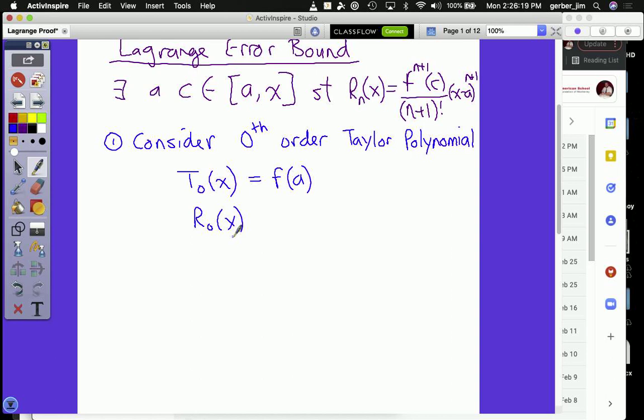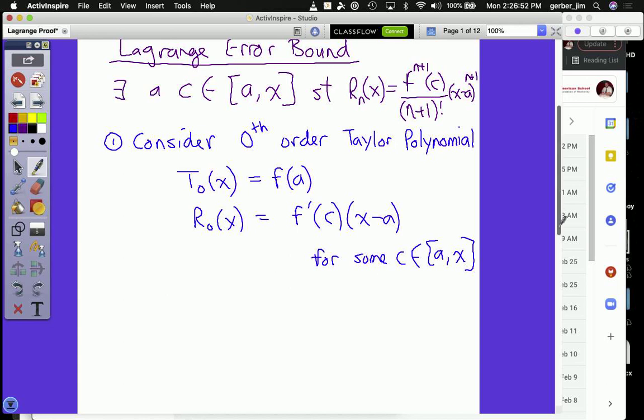And r sub 0 of x is just going to be the derivative. The next term would be the first derivative, so that's going to be f prime at some number c times x minus a. Okay? So that's my r0 of x. And again, that's for some c on the closed interval a to x.